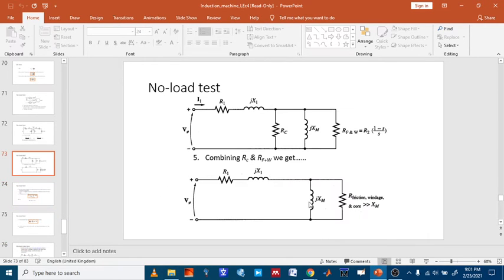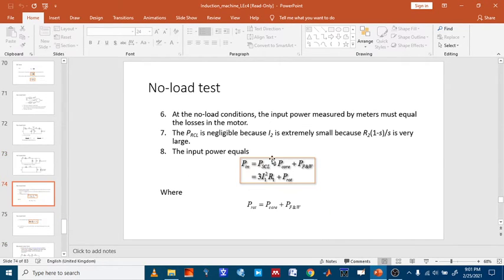Okay. Well, let's look at something. At the no load condition, the input power measured by meters must equal the losses in the motor. Do you get it? Because in terms of normal power generation, P in should be equal to P load plus the losses. And since there is no load connected, P in should be equal to the losses.